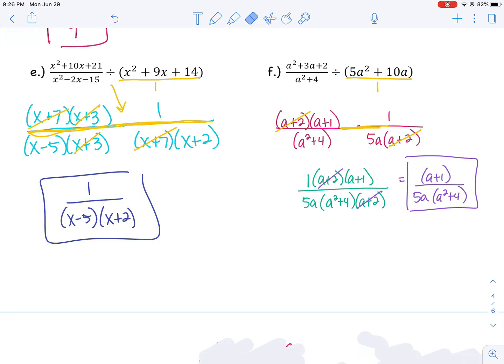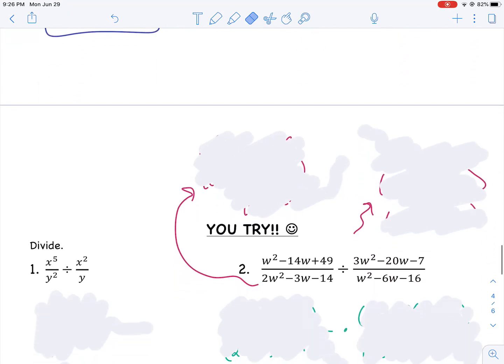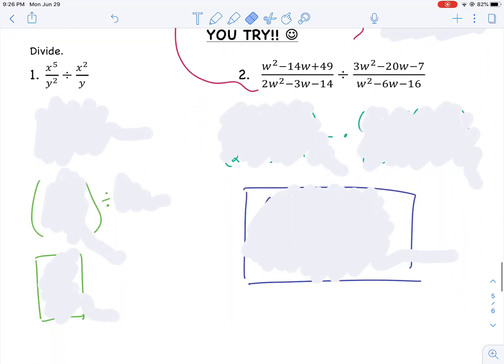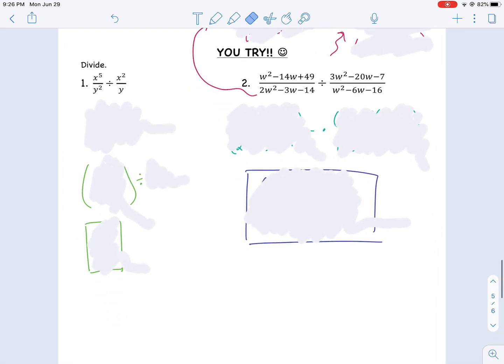All right, we've done a lot of problems with multiplying and dividing fractions. Why don't you try these 2 division problems now before we move on to our homework and the next section. So pause the video, divide these two rational expressions for me, and then check back with me and see if you got the same answer.